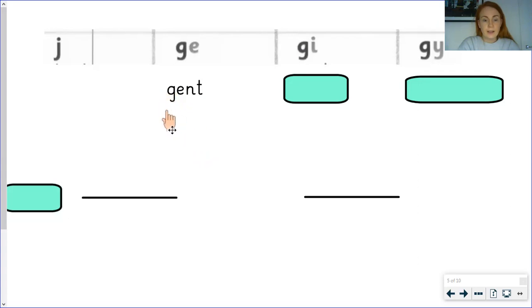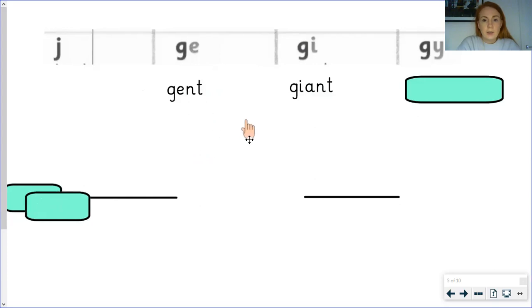That's right, it's at the beginning, isn't it? So let's have a go at sounding this out. So remember, it's j, j, e, n, t, gent. And that's a shorter word for gentleman. So it just means another way of saying a man. Okay.